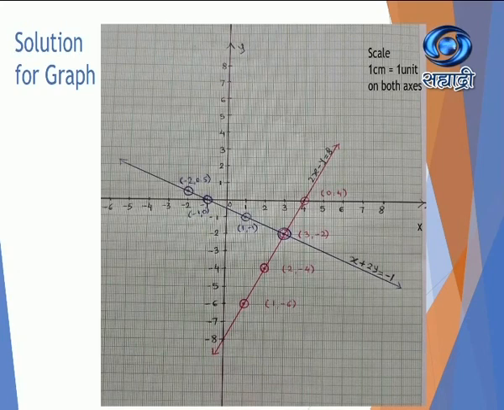Here you will find that both the lines cross each other at a particular point and the coordinates of that particular point are (3, -2). So obviously the answer for both the equations is (3, -2). This is how we can solve linear equations in two variables with the graphical method.